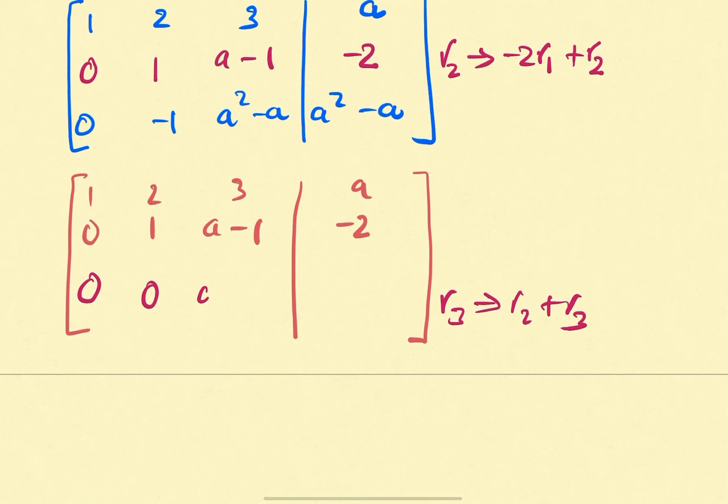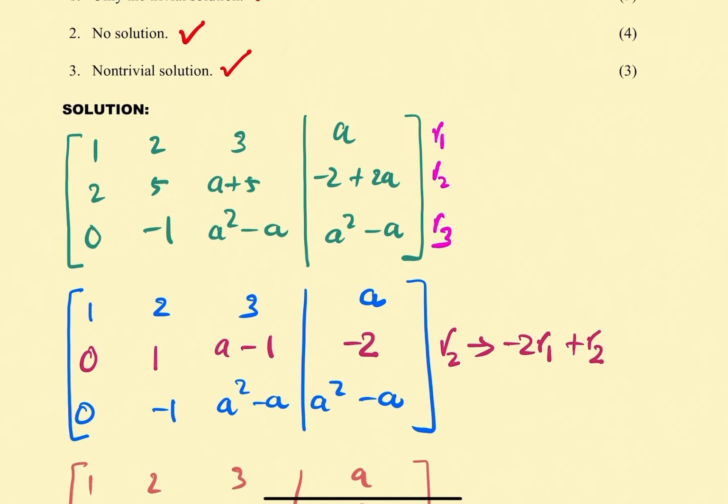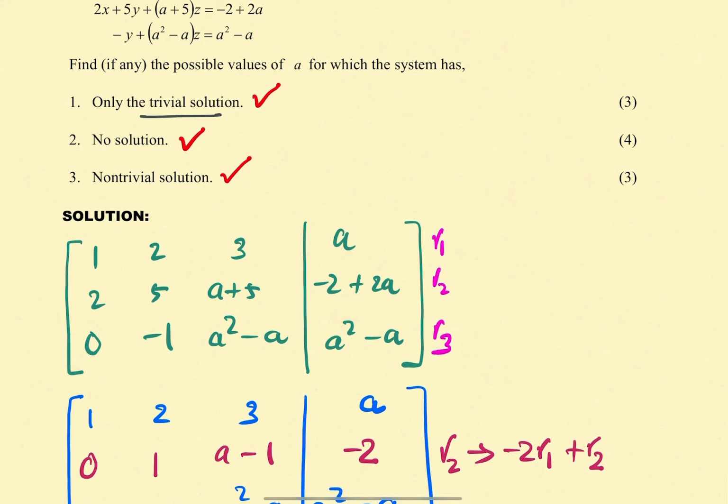So you basically get a squared minus 1, and then here it's a beautiful quadratic expression, and that is a squared minus a minus 2. That's a beautiful quadratic expression there. So we want to answer the question now, which is the first one. They want us to find exactly one solution. Exactly one solution is the same as a trivial solution.